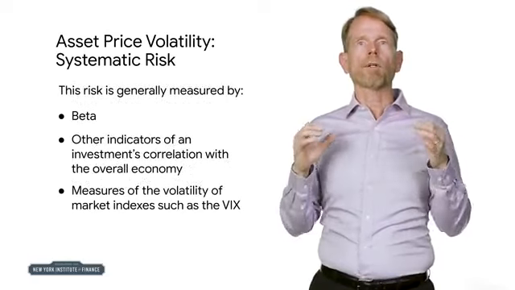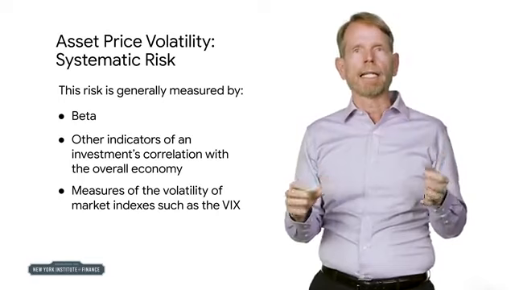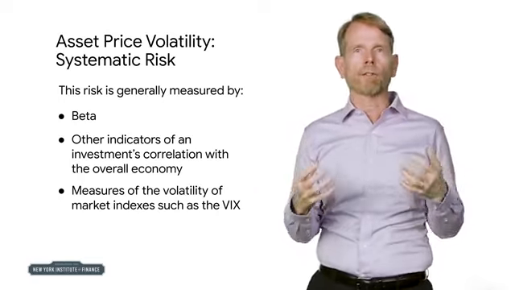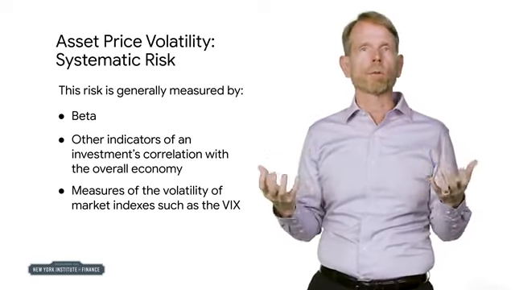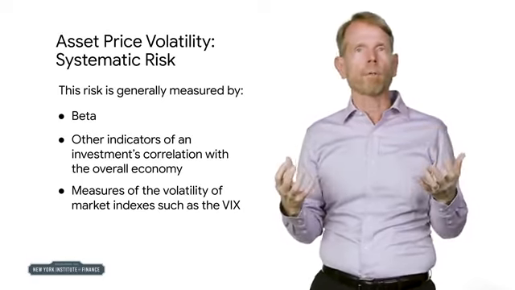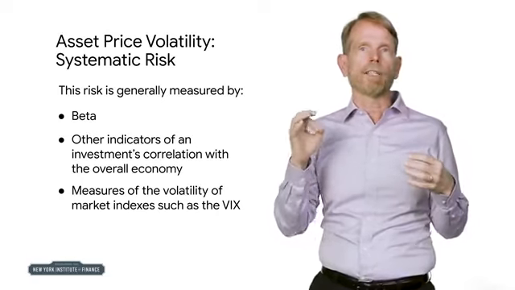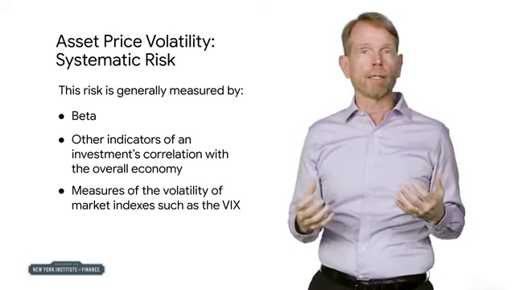Systematic risk is often measured by the volatility of the overall market. In an absolute sense, the market should include all investable assets such as stocks, bonds, real estate, commodities, and cryptos. As a practical matter, it is usually represented by beta or by the VIX, which is the volatility of the S&P 500 index.